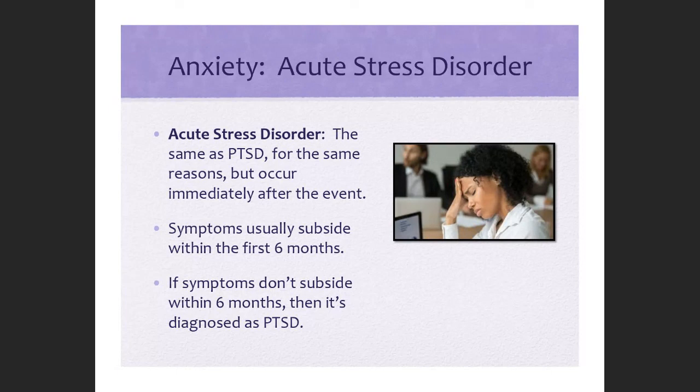And at first, she was avoiding the bus, but she had to get to work. So she got back up on the bus and she was fine. So acute stress disorder would have been the proper diagnosis for her because it happened immediately, but then it did go away. So it's not post-traumatic stress disorder unless those symptoms last longer than 6 months.